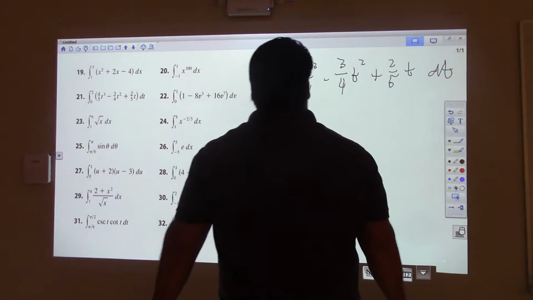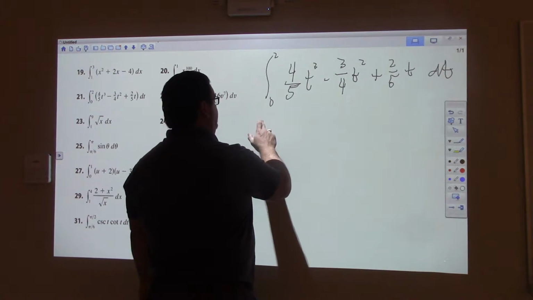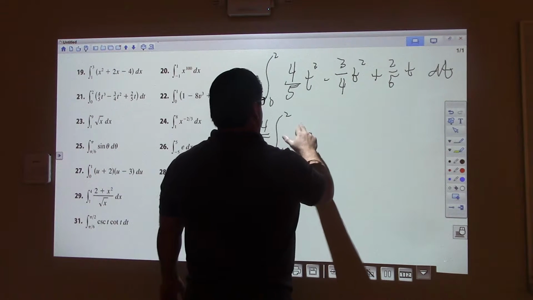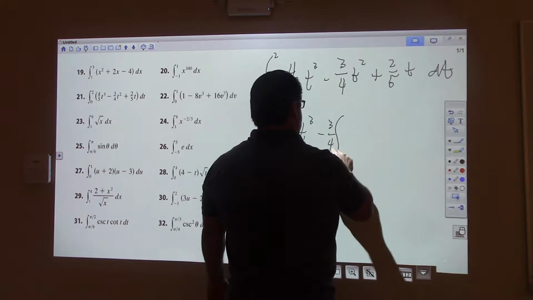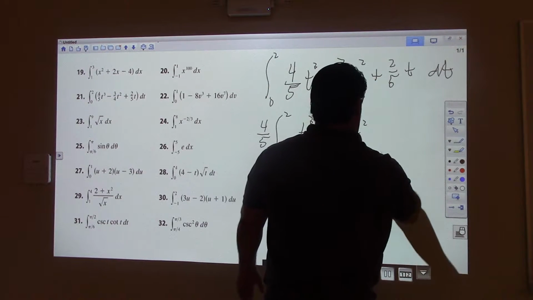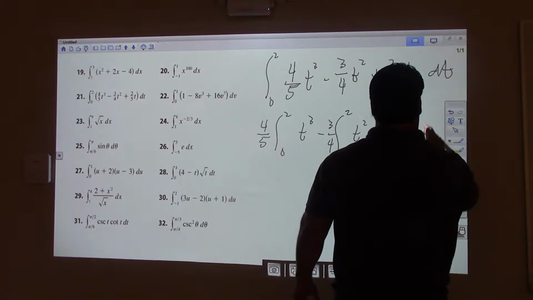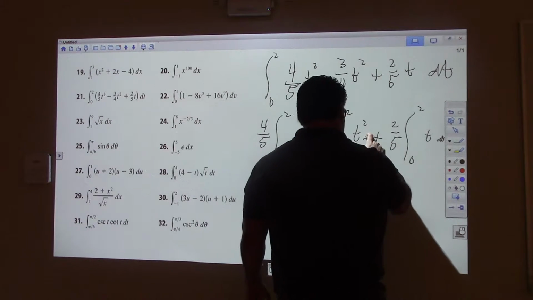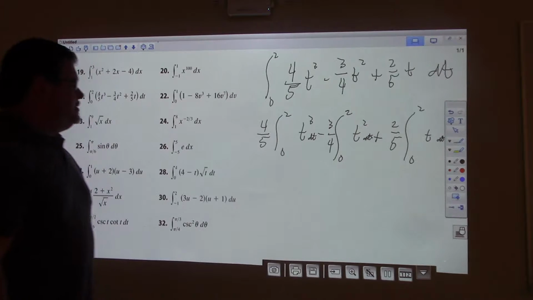Now, what did I tell you about the constants on these things? Take them out. You can take them out. So that's the first thing I would do. I would say 4/5 antiderivative from 0 to 2 of t cubed minus 3/4 antiderivative from 0 to 2 of t squared plus 2/5 antiderivative from 0 to 2 of t, and dt goes in with all those. I don't want Dr. Gabati to get mad at you whenever you don't put the dt and he marks it wrong.